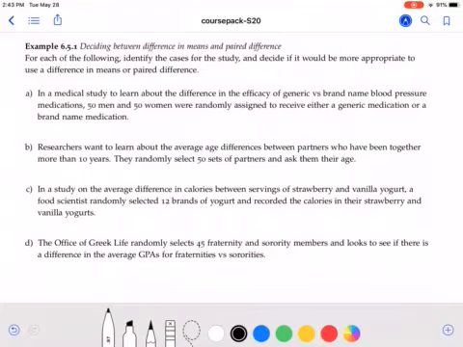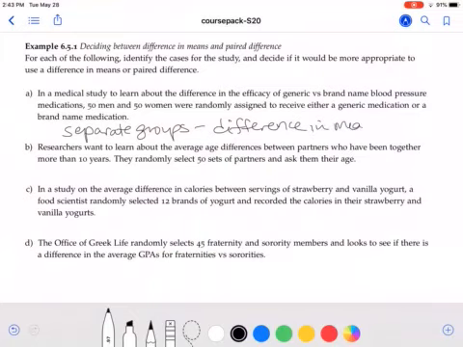So in part A, we have a medical study where we're trying to learn about the difference in generic versus name brand blood pressure medications. So we have 50 men and 50 women randomly assigned to receive either the generic or the name brand medication. So for this case, the 50 women's blood pressures and the 50 men's blood pressures should not be impacting each other at all. These are completely separate groups of people. And so these would be independent samples or difference in means, we would say. So we would do what we've already learned about back in section 6.4 here. So we would look at mu1 minus mu2.